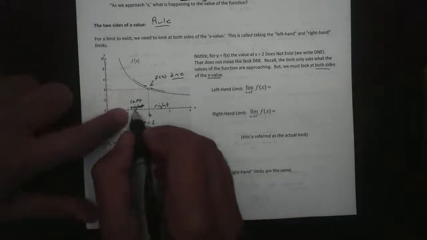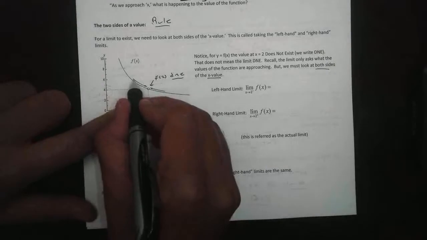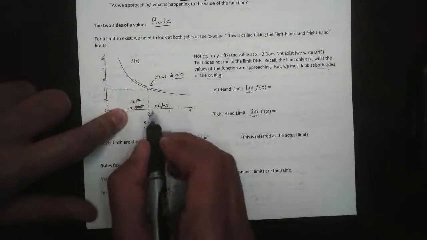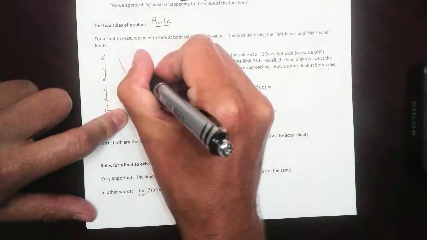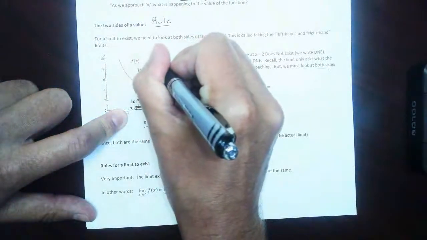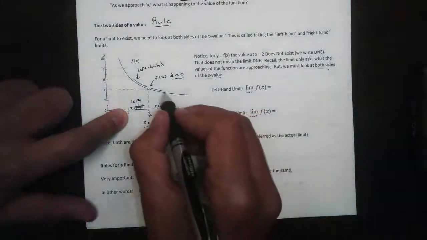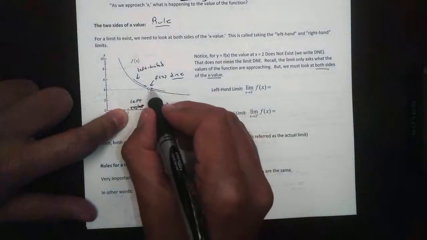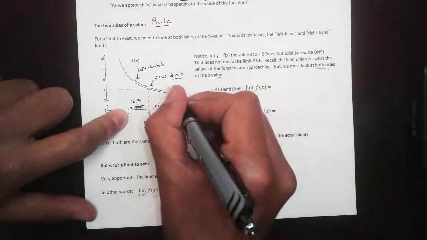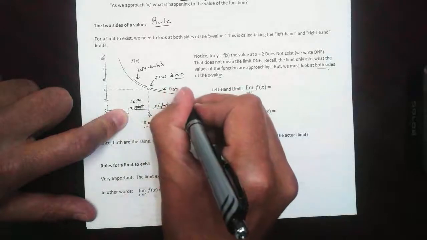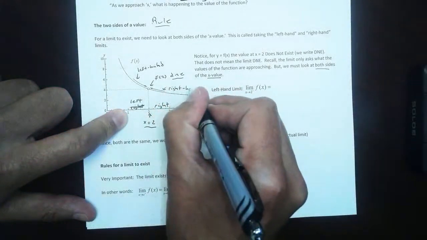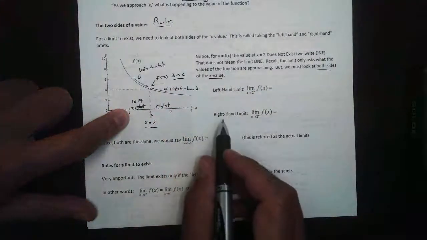For example, if I go on the left side, the function is going down as I head to x equals 2. This is called the left hand limit. If I look at the right side, it looks like the function's going up from the right. So we call that the right hand limit. We have a special notation.